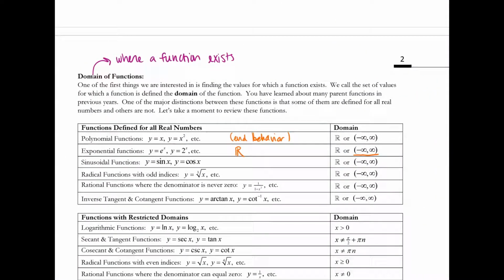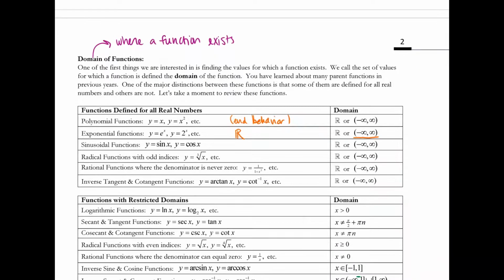All right, radical functions with odd indices. So meaning a cube root, a fifth root, a ninth root. If the index is odd, we can evaluate it. So I can take the cube root of -8, for example. The cube root of -8 is just -2, and that's a real number. So that has an unrestricted domain as well.